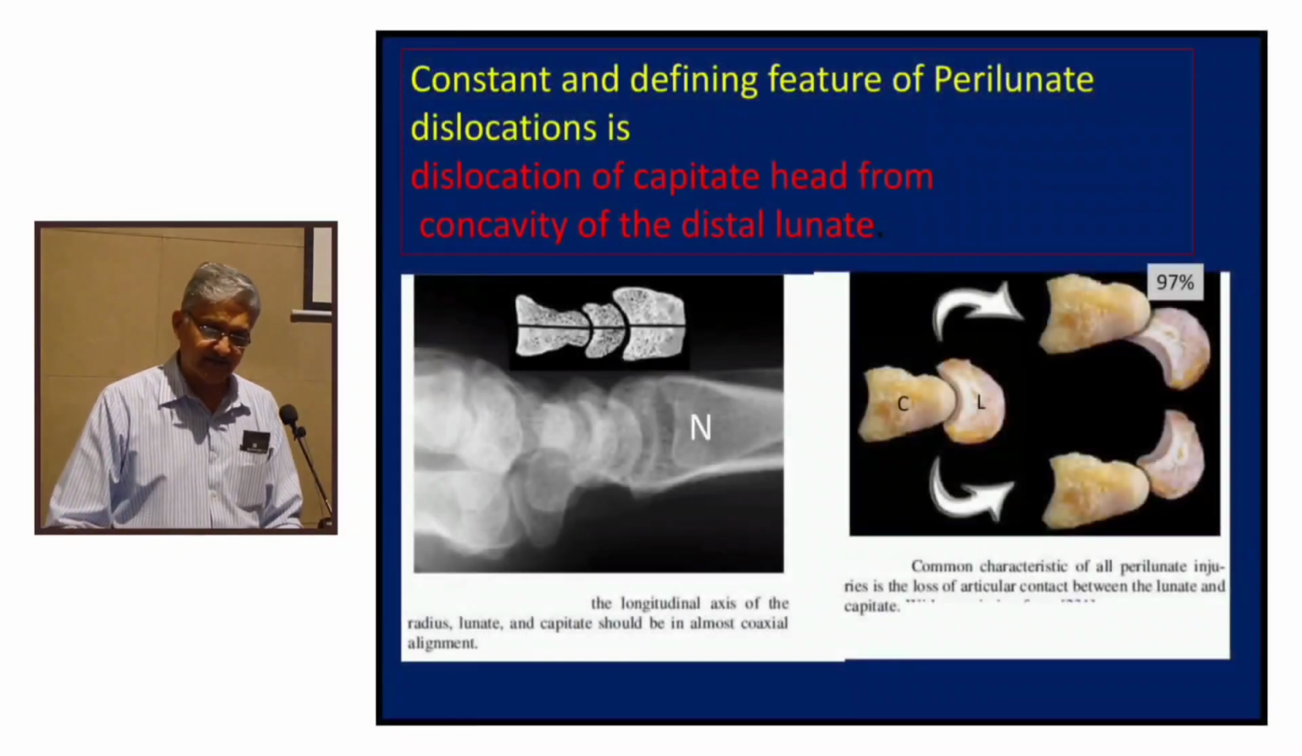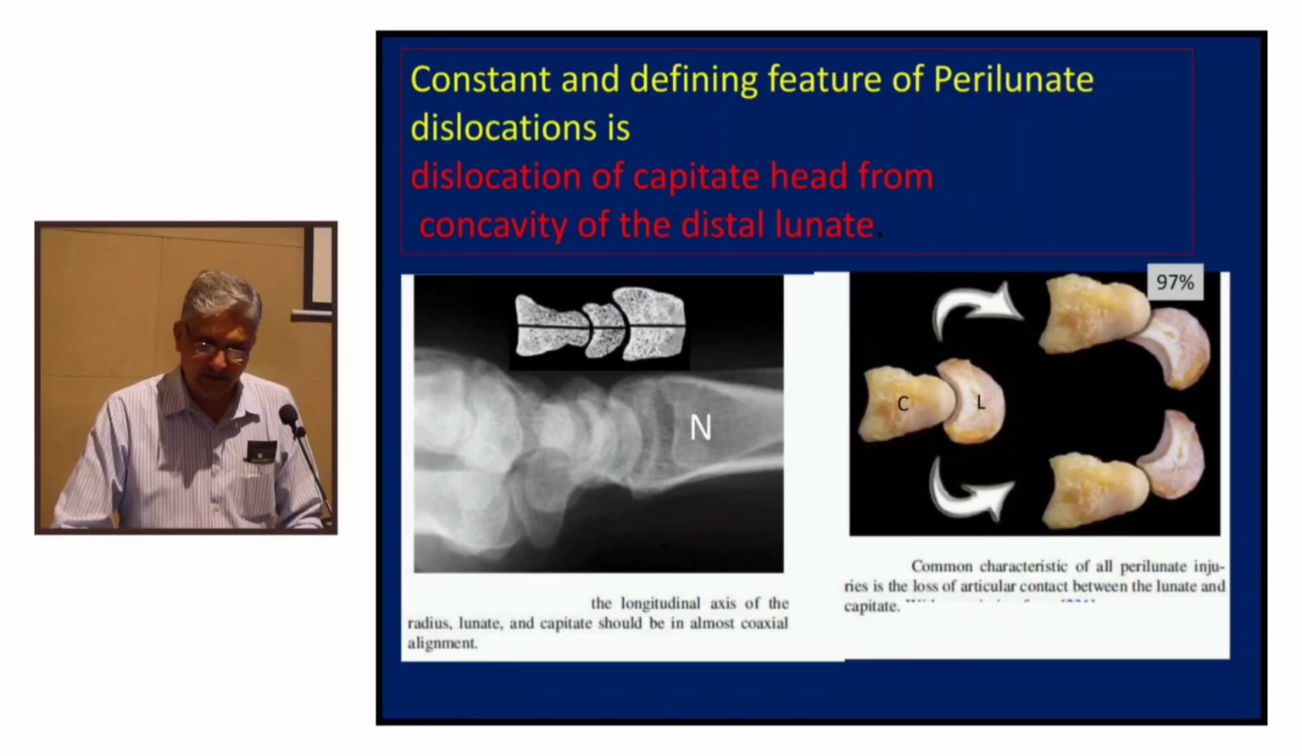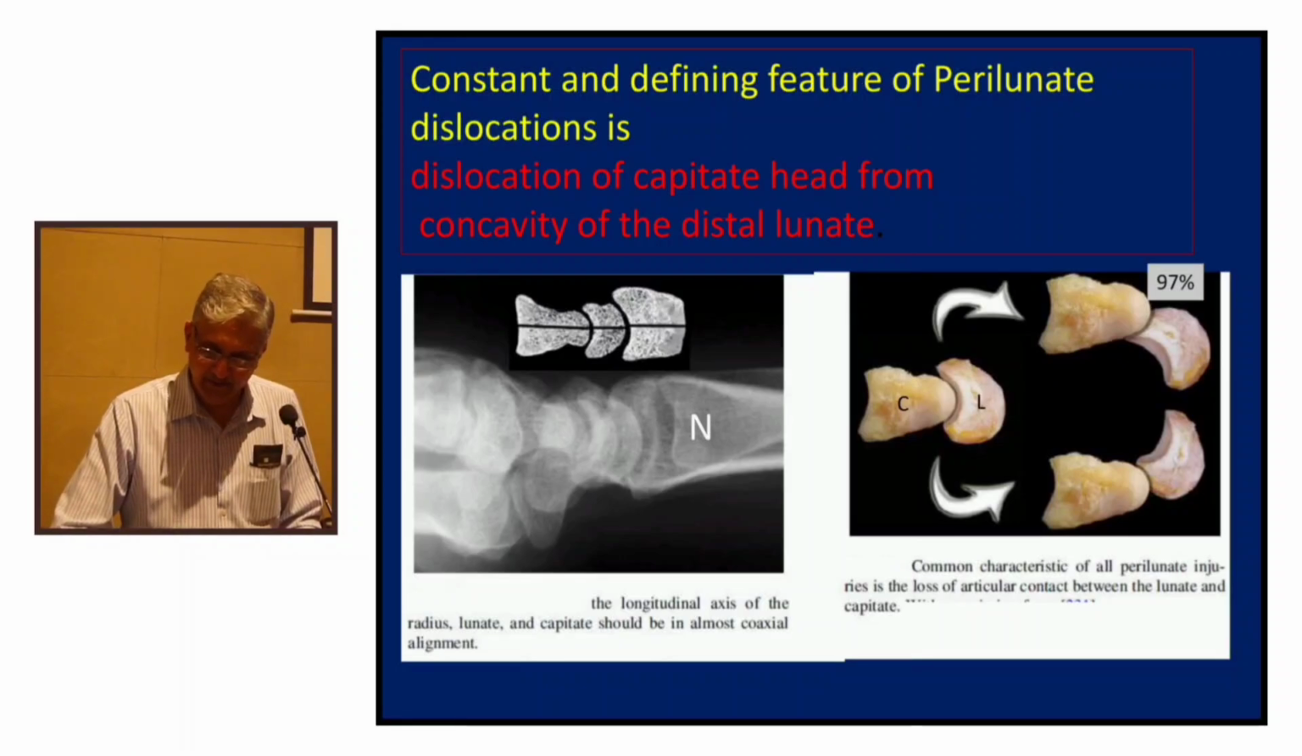And what is a constant feature of perilunate dislocation? The dislocation of the capitate head from the concavity of the distal lunate. So this is normal: this is radius, this is lunate, and this is capitate. And with the lunate not getting fractured, the capitate may displace almost 97% of the time dorsally, or the capitate may displace volarward.